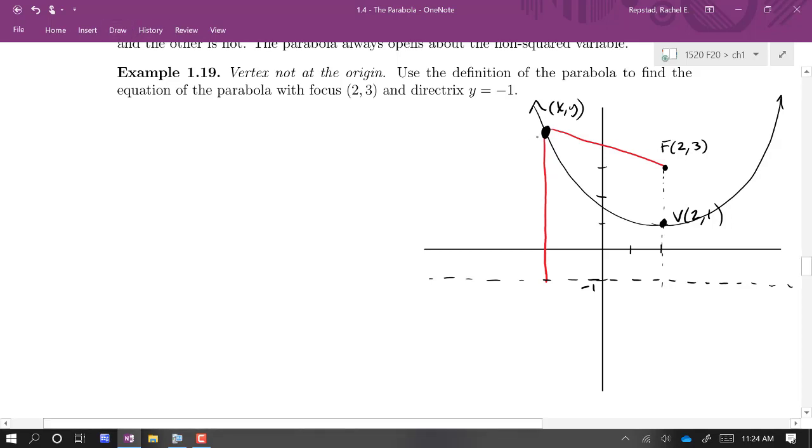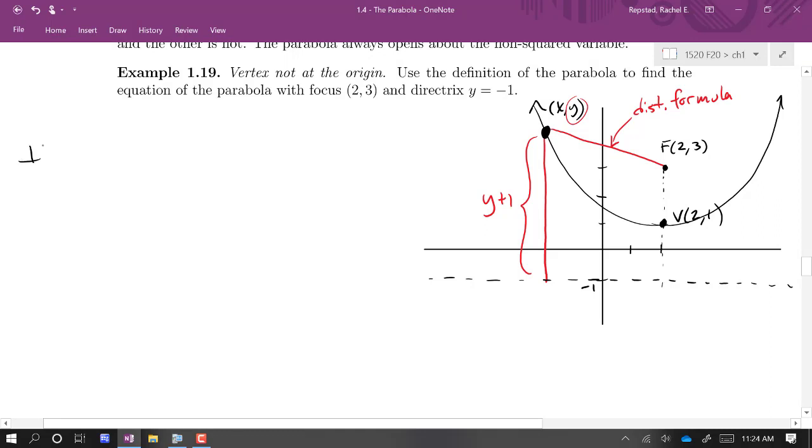Now this vertical distance will be pretty easy to figure out because it's top y minus bottom y. I know the bottom y is -1, so this distance is y plus 1, right? The top y is just y. This distance here, I'm going to use the distance formula. And now I have enough to put together the beginnings of an equation.